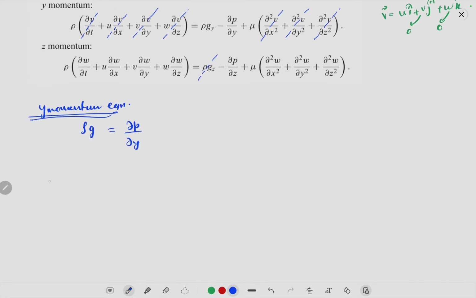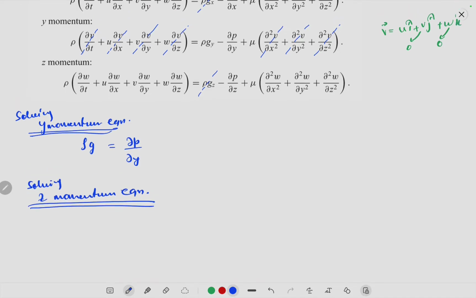Now similarly let's solve the z momentum equation also. So solving the z momentum equation, let's see the z momentum equation. Now since we argued that w is 0, let's just remove all the w terms.